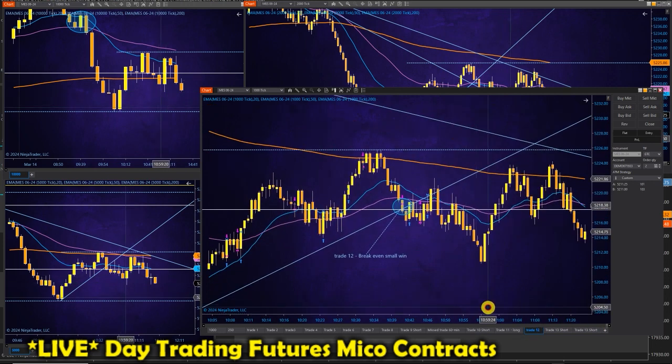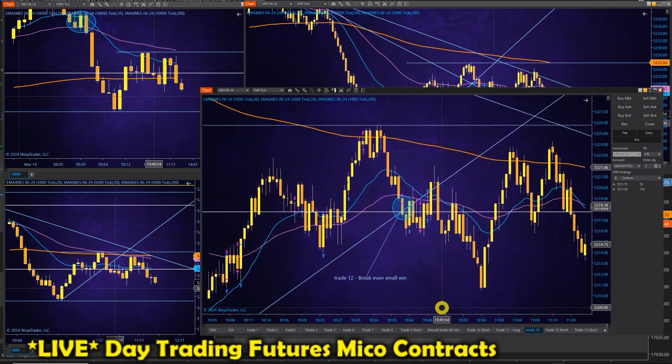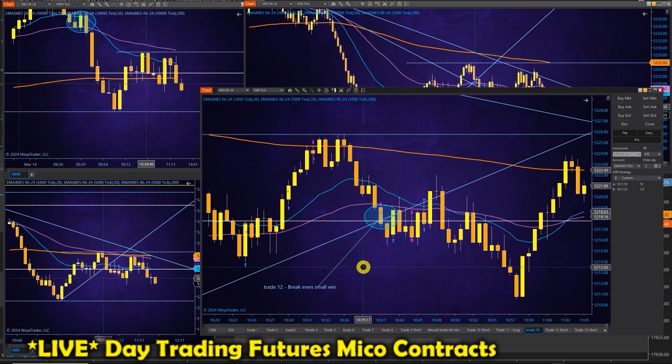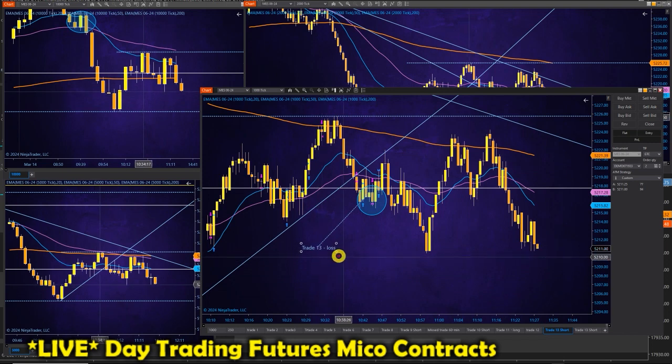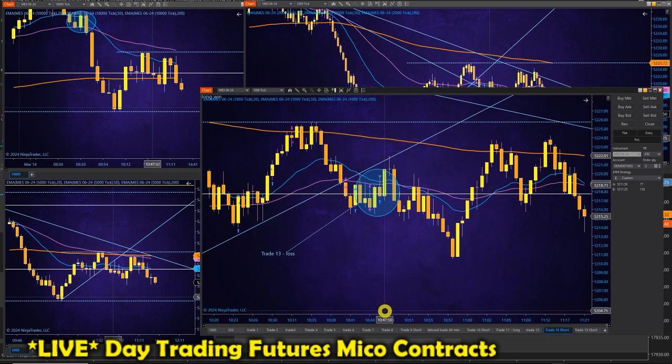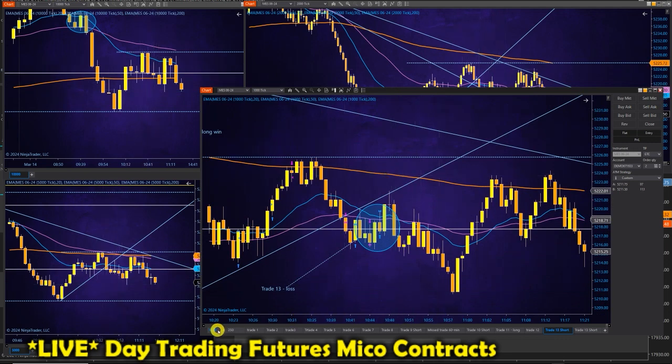Let me take a look at 12 again and see what's going on. It looks like I shorted for a break even. Okay, small win, break even. Got that written down right there. Okay, good. Trade 13 was a loss. That was my last trade, and it could have won. It just whipped up and came right back down.